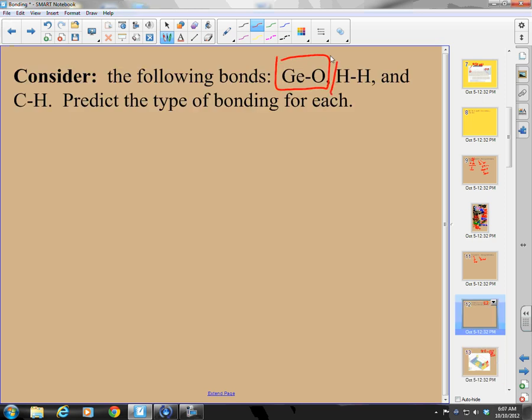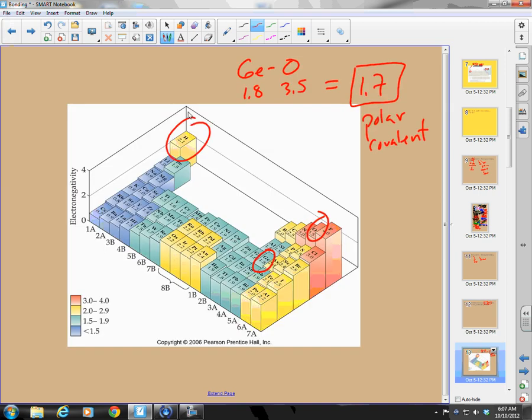HH. Good. Let's look at HH. What is H? 2.1. HH. 2.1. 2.1. Hey, what is that? The difference is 0. If it's 0, what is it? We call it what? Pure covalent, or non-polar covalent, meaning equal sharing. Good.